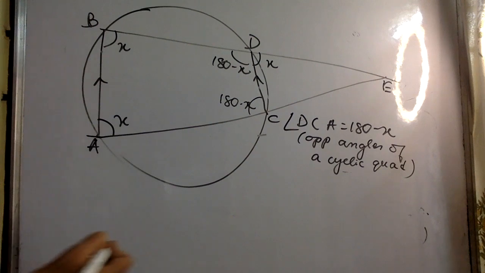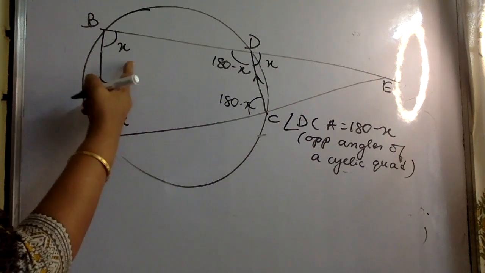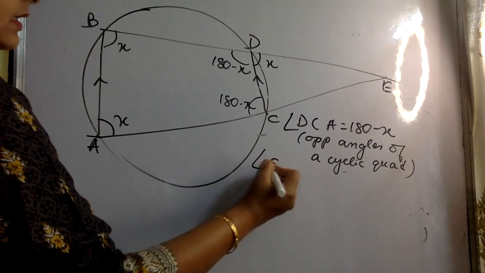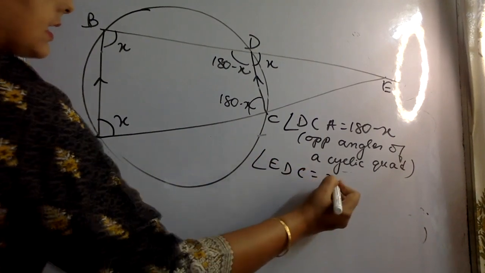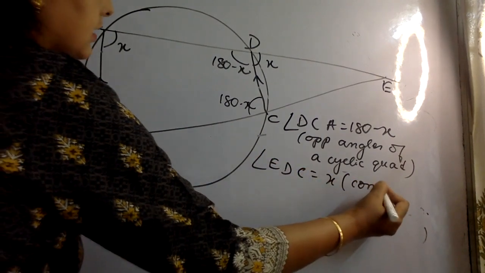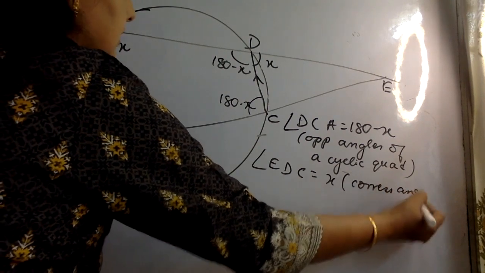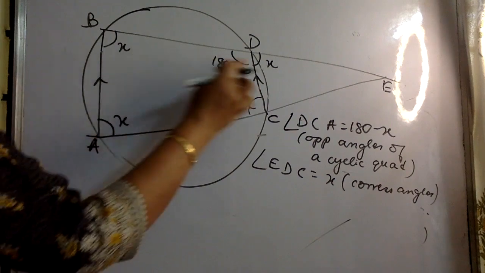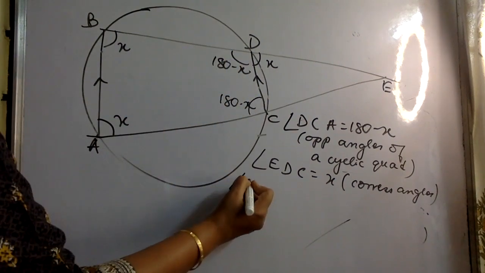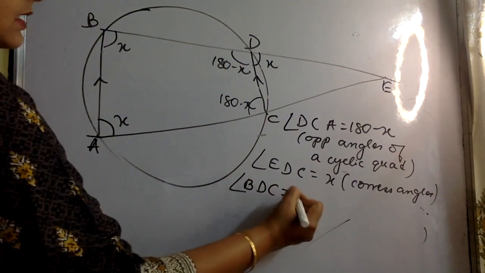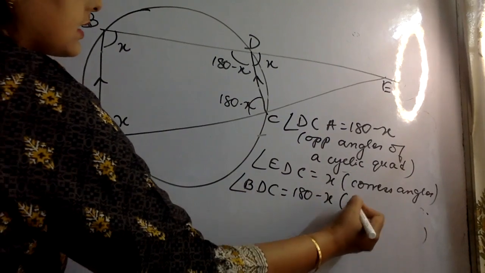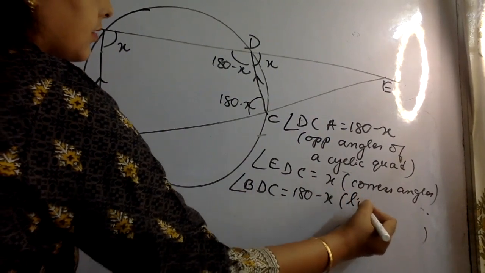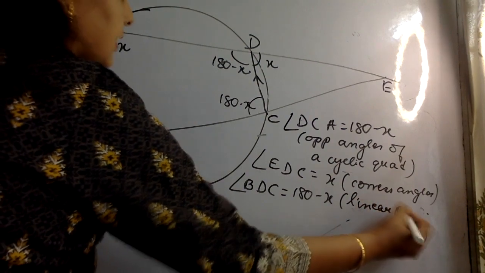Okay. Opposite angles of a cyclic quadrilateral, hence it is 180 minus x. Now, angle EDC is x, corresponding angle, because lines are parallel. So, we have to keep that in mind too. Corresponding angle. Angle BDC is 180 minus x, supplementary, or you can say linear pair, or angles in the same straight line, anything.